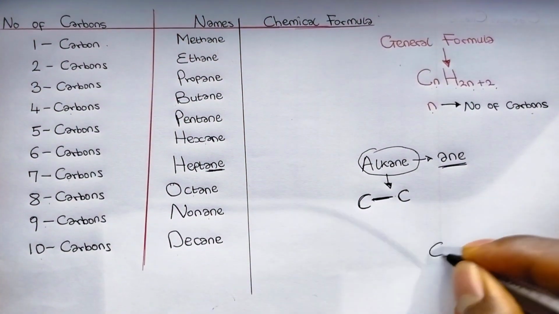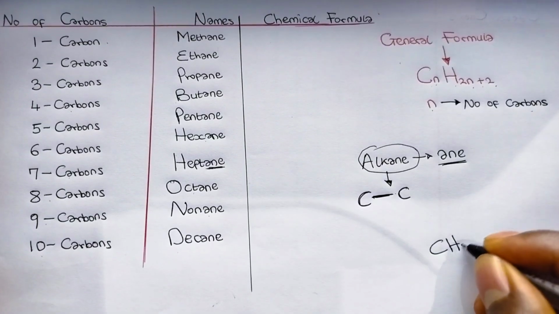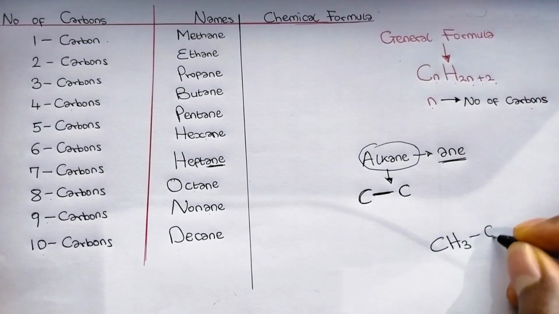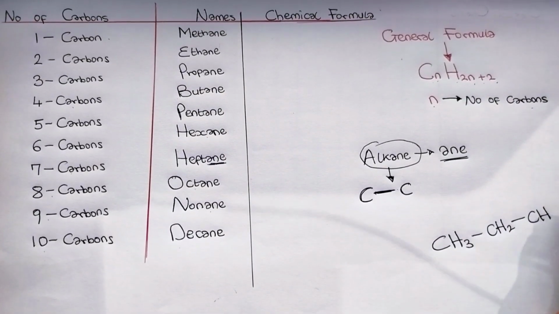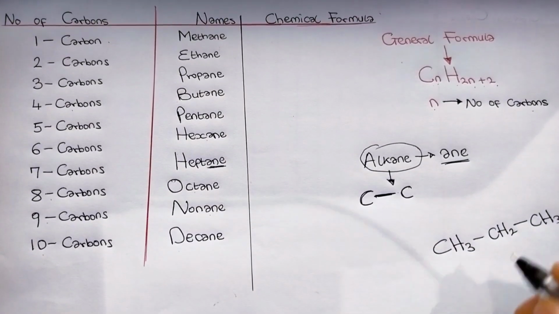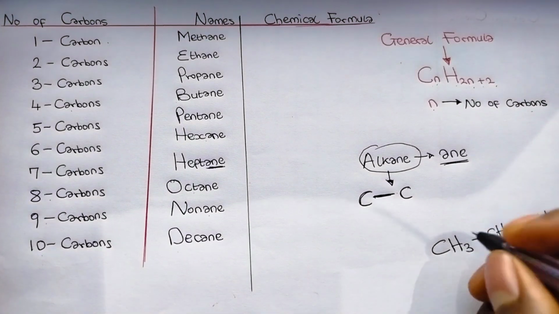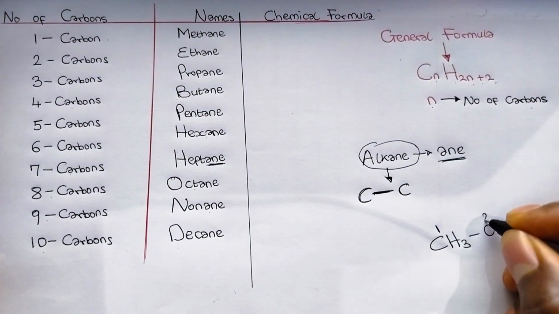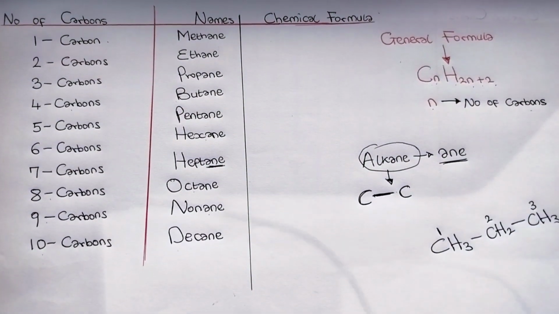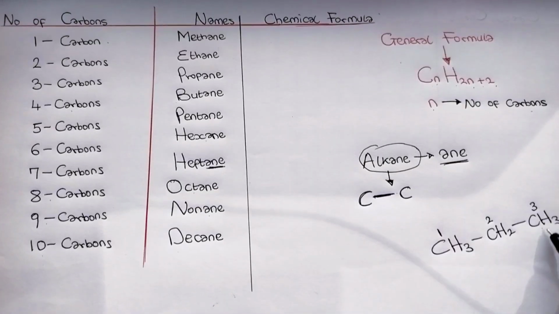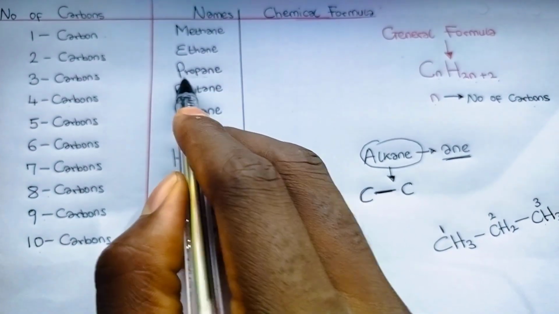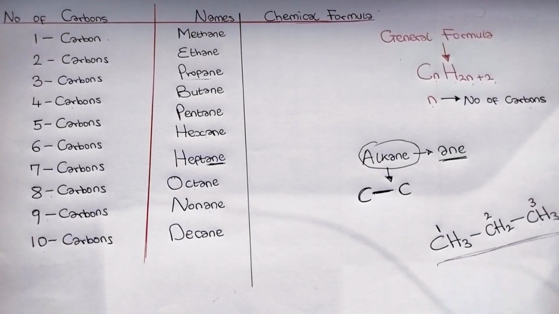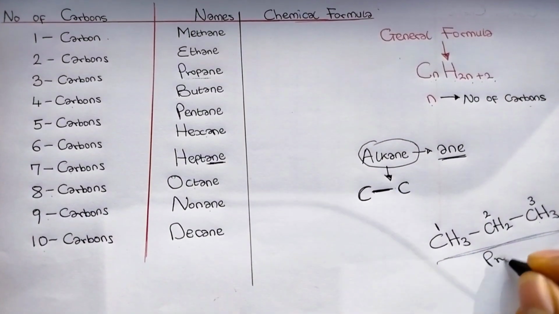For instance, let's say we have this structure: CH3, CH2, CH3. What's the longest carbon chain in this structure? Let's number them: 1, 2, 3. Since the longest carbon chain is 3, this structure is called propane.